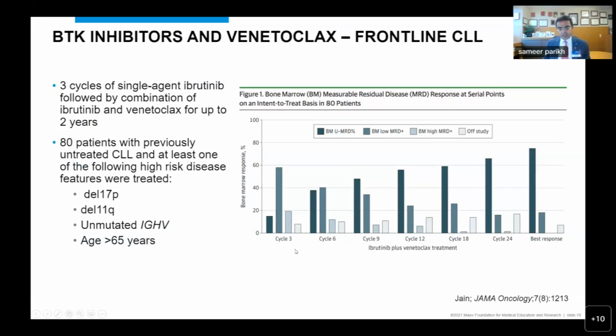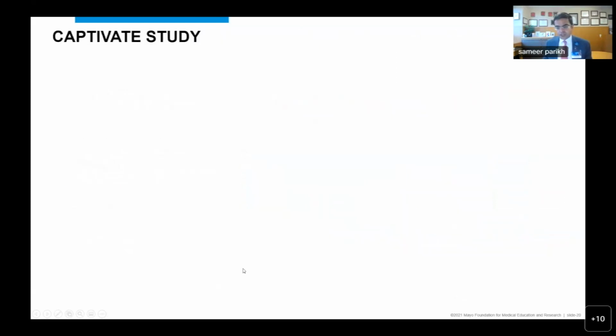80 patients were treated. You will see that when they did bone marrow analysis for MRD at the end of each of these cycles, the percentage that is undetectable in the bone marrow steadily keeps rising until cycle 24, where roughly 62% of patients are MRD undetectable. This is a phenomenal rate of MRD negativity in a previously untreated high-risk patient population.